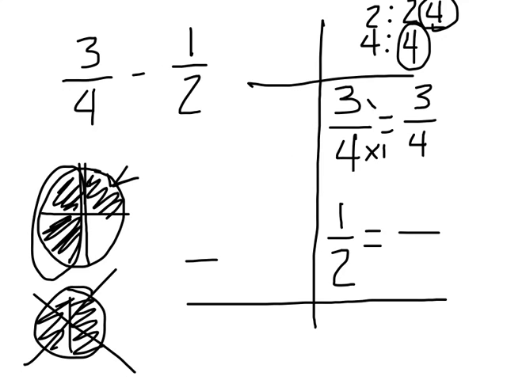I would multiply by 1. How do I change 1/2 so that it's over 4? 1/2 equals what over 4? It equals 2 over 4. 1 times 2 is 2. So now I can do 3/4 minus 2/4, and that gives me 1/4.